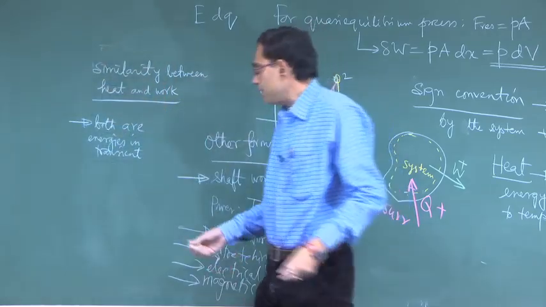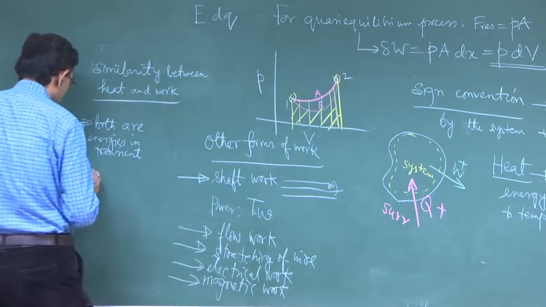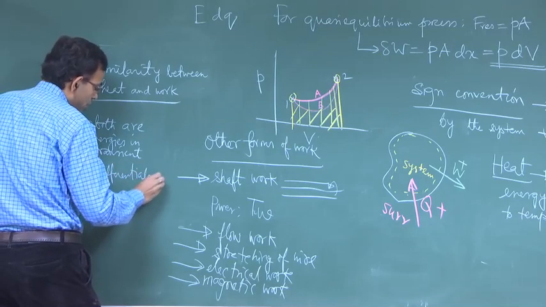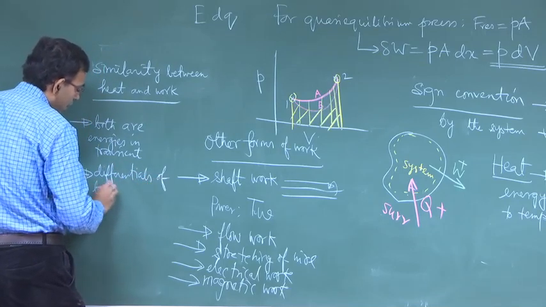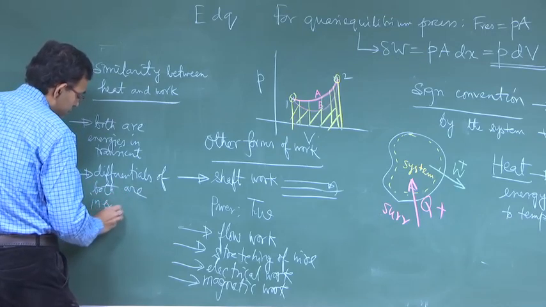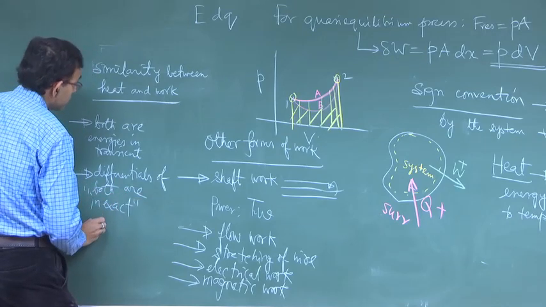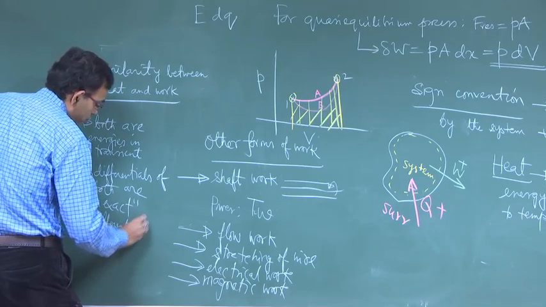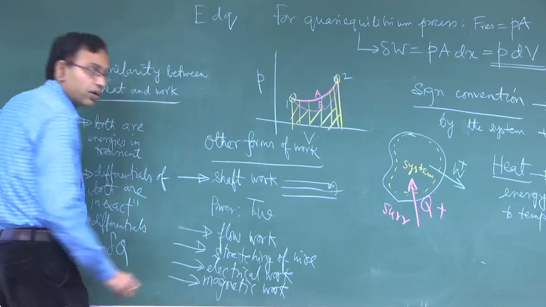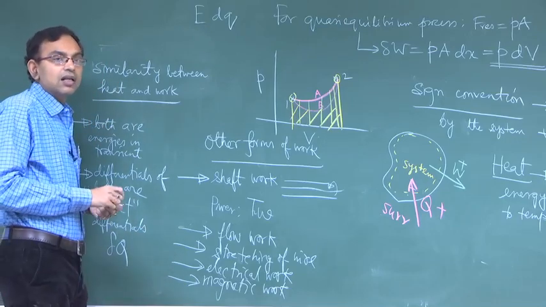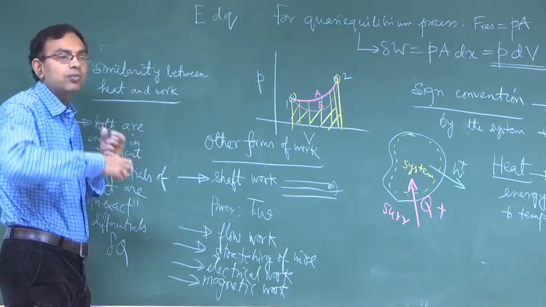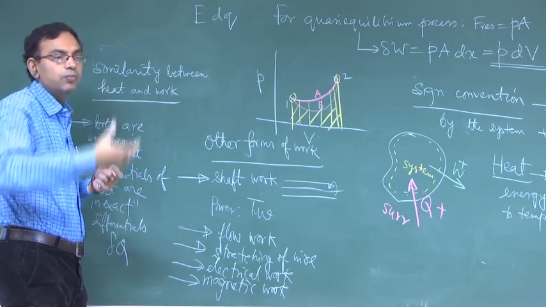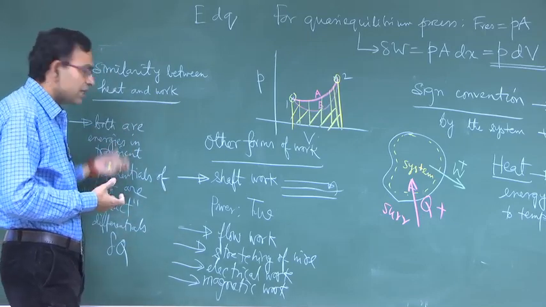First thing. Second, the differentials of both are inexact differentials. So, for the differential of heat we write delta Q, not dQ, because heat transfer also depends on the thermodynamic path. Thermodynamic path means how pressure changes with volume during the process. So, these are the analogies.